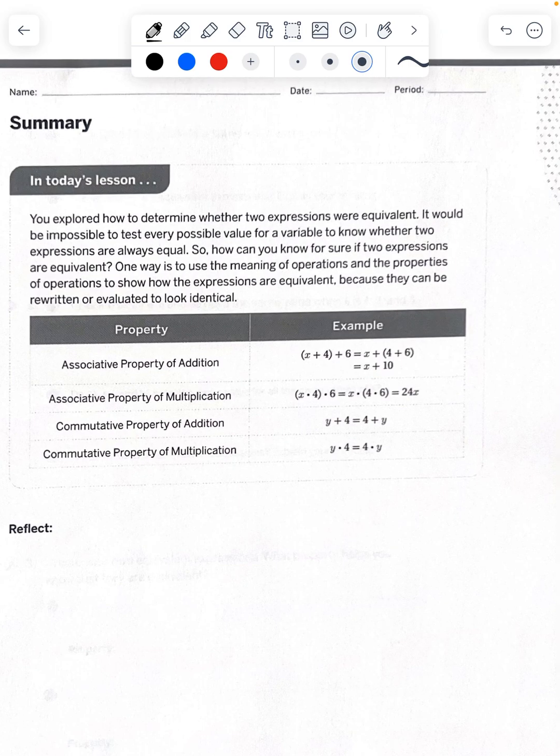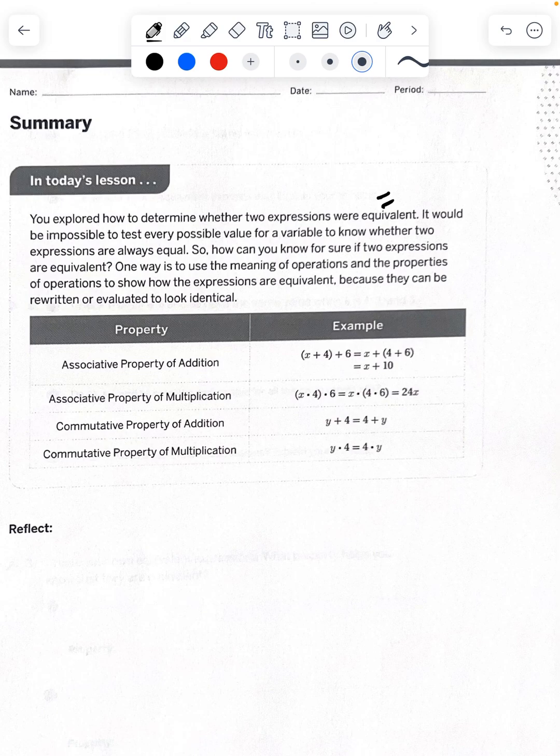Let me look at this real quick. It says, in today's lesson, you explored how to determine whether two expressions were equivalent, meaning were they equal. It would be impossible to test every possible value for a variable to know whether two expressions are always equal. So, how can you know for sure if two expressions are equivalent? One way is to use the meaning of operations and the properties of operations to show how the expressions are equal, because they can be rewritten or evaluated to look identical. Okay, so that's what we were doing with activity 2 earlier.